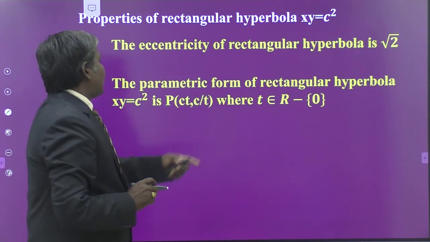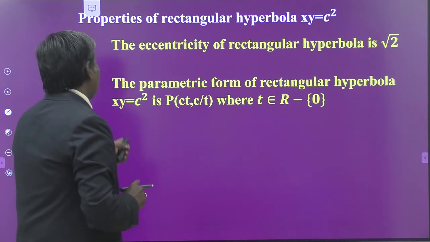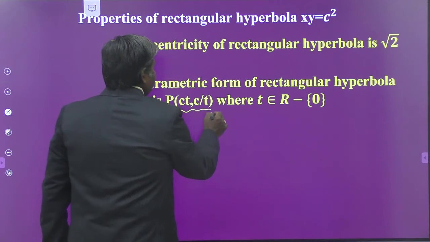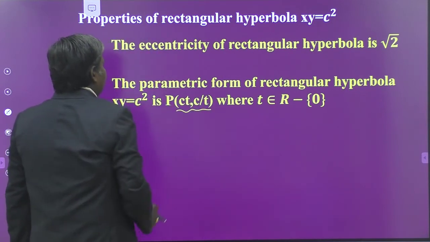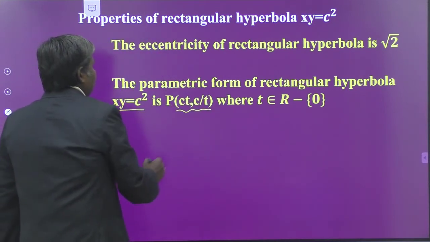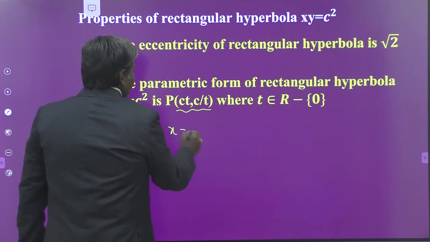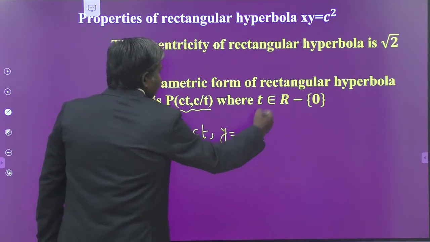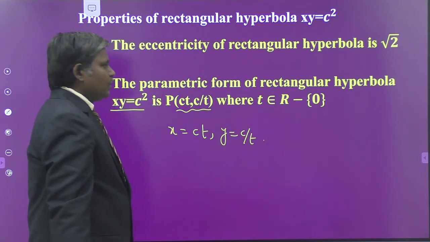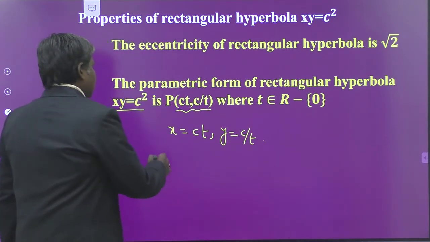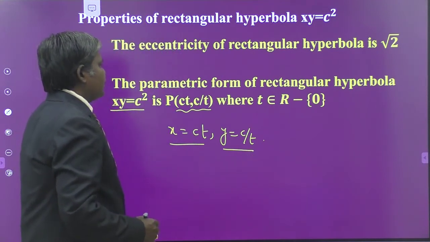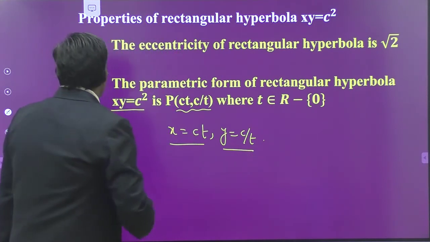Next one, the parametric form of the rectangular hyperbola xy equal to c square is P(ct, c by t). It is any point on the rectangular hyperbola xy equal to c square. So we take the parametric equations as x equal to ct, y equal to c by t for t not equal to 0, for all real values. So x equal to ct, y equal to c by t are the parametric equations of the rectangular hyperbola. Okay.